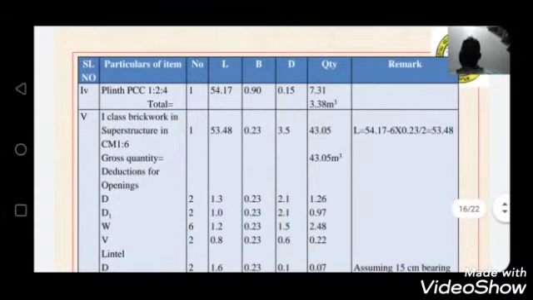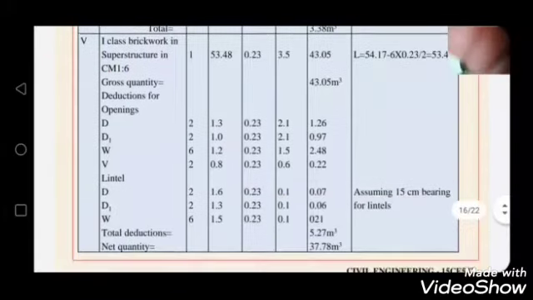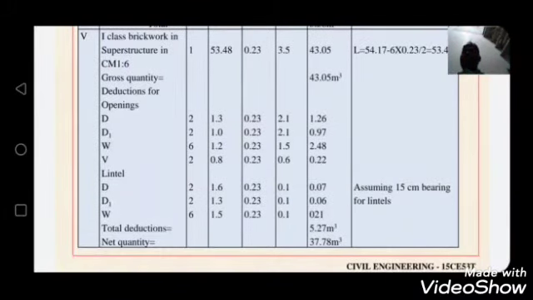First class brickwork in superstructure in CM 1:6. The total length of the wall is 54.17 minus 6 into 0.23 by 2, which is 53.48. Breadth is 0.23 and depth is 3.5 meter. Total quantity is 43.05 meter cube. Total deduction for openings: D is two numbers, 1.3 into 0.23 into 2.1, around 1.26. D1 is 2 into 1 into 0.23 into 2.1, 0.97.